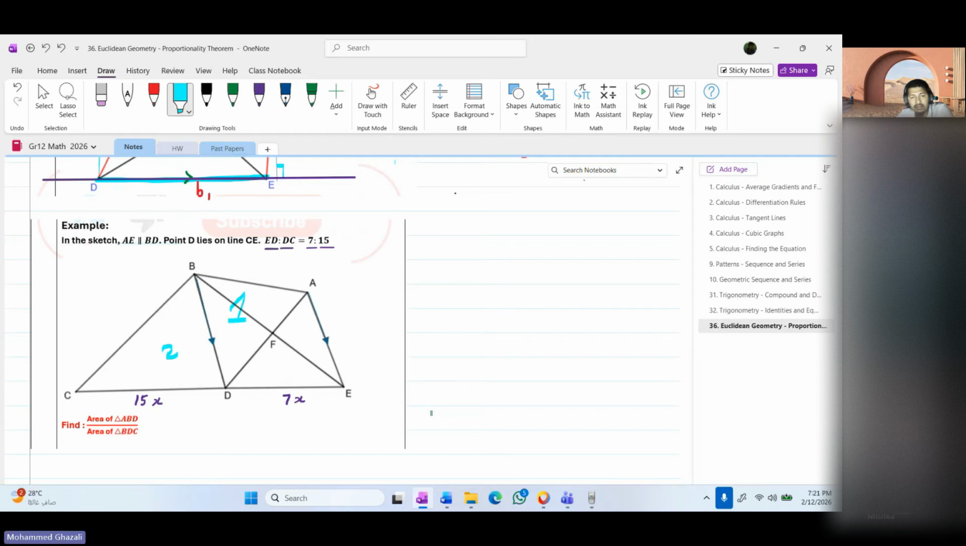Area of triangle BDC, we'll figure that out. So we want the area of this triangle or the area of that triangle. But now look at this. We have a parallel line which is going this way. So can we use the concept of same base, same height? Can we use the concept of same base, same height here?